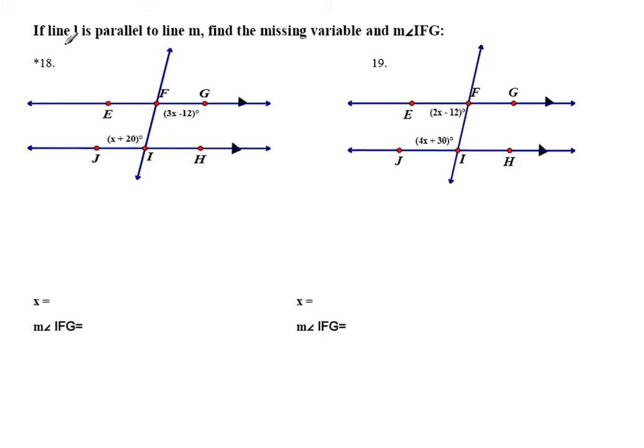Alright, number 18 says that if line L is parallel to M, there should be an L here and an M here. And they even marked parallel, so we're good. We're going to find the missing variable and the measure of IFG.